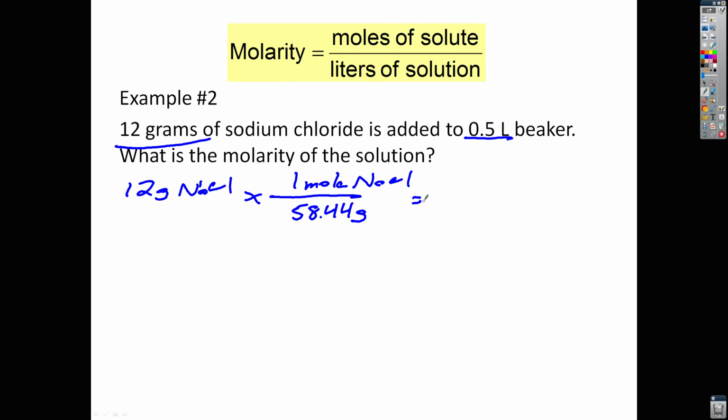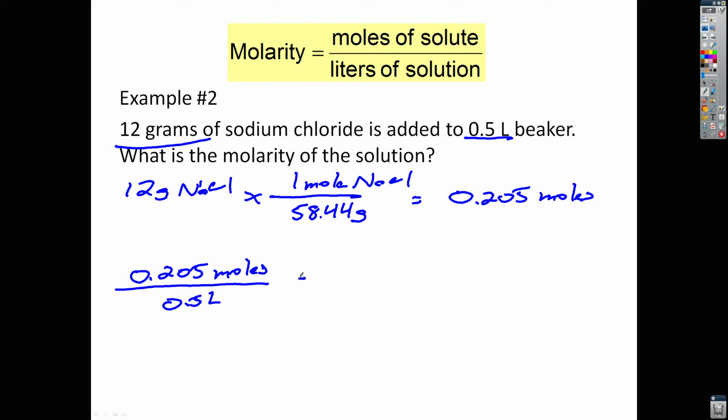So I plug this in, and I'm going to get roughly 0.205 moles. So the trick to this problem is if you're given grams, you have to convert to moles, divide by the molar mass. I can now plug into the formula. I have moles, 0.205, divided by my volume, which is 0.5 liters. So 0.205 divided by 0.5, you should get an answer of 0.41. 0.41 capital M for molarity.